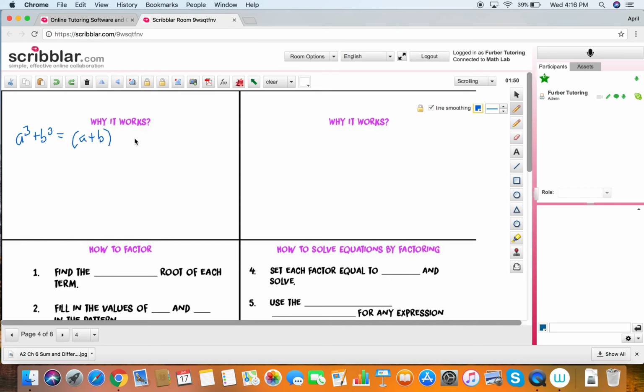Remember, the first one matches the sign. Then we have a squared minus ab plus b squared, okay? So why does this work? Why is this how a sum of cubes factors?